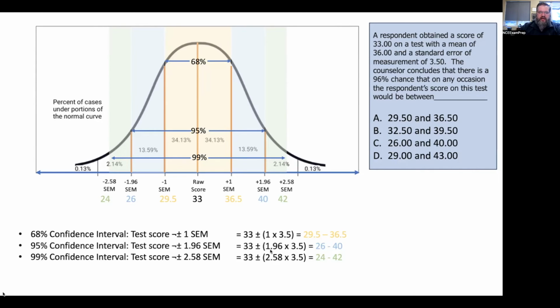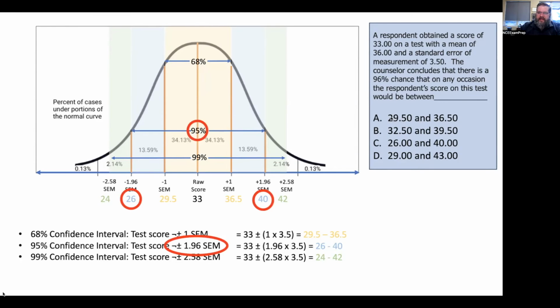Around 2 standard errors of measurement, we're going to multiply 2 times 3.5. That's going to give us a range of 26 to 40. And then if we're doing 2.6, again, you're probably not going to have to calculate this, we've got about 24 to 42. Again, I calculated that out and approximated and rounded. But now let's look and see how this compares with the answers that are given.